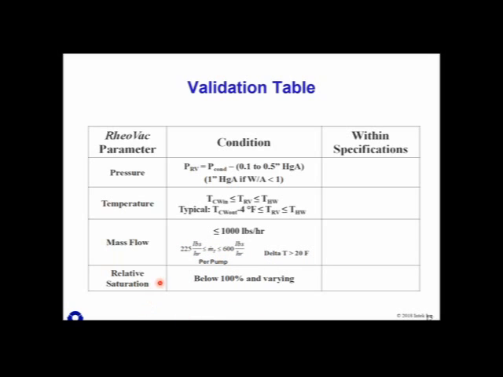The relative humidity or relative saturation should be below 100 and varying. These are all validation parameters, and so you want to go through this. You want to use these conditions, and you want to answer yes, yes, yes, or no, yes, yes on those. So we're going to use this table on the next case study.